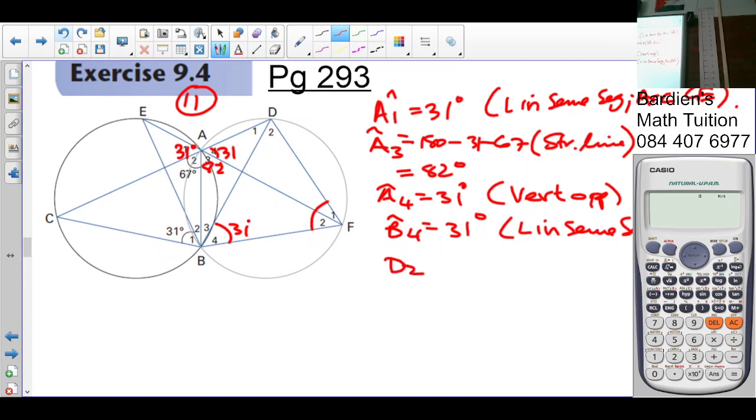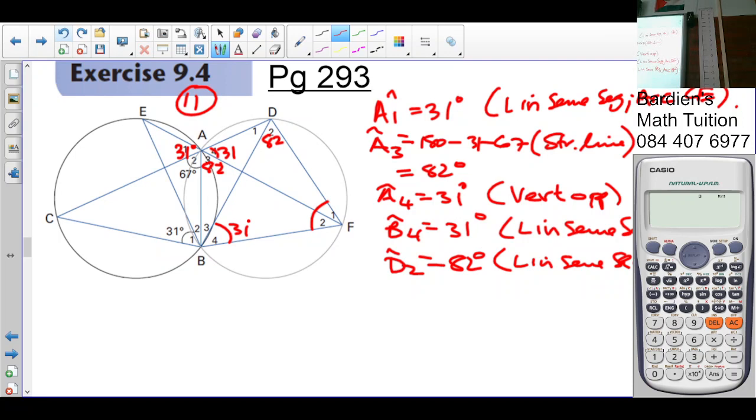Then D2. D2 is equal to 82. Why? Angles in the same segment, and it's coming from arc BF. Okay?